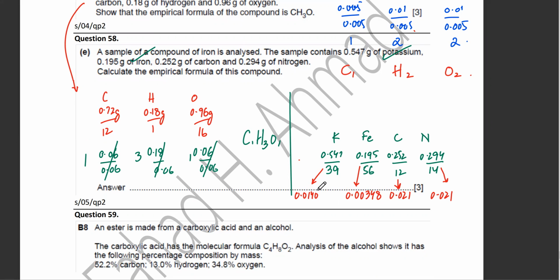So which one is the smallest? I think the first one is the smallest, divide everything by the first one. Sir, isn't the second one the smallest? Yes, the second one is the smallest. Okay, it's got 2 zeros. Divide everything by 0.00348.